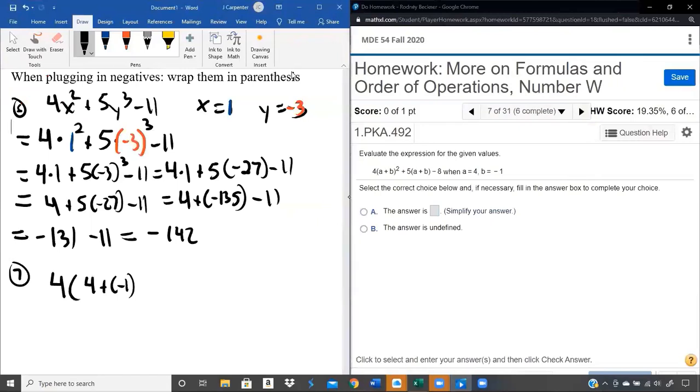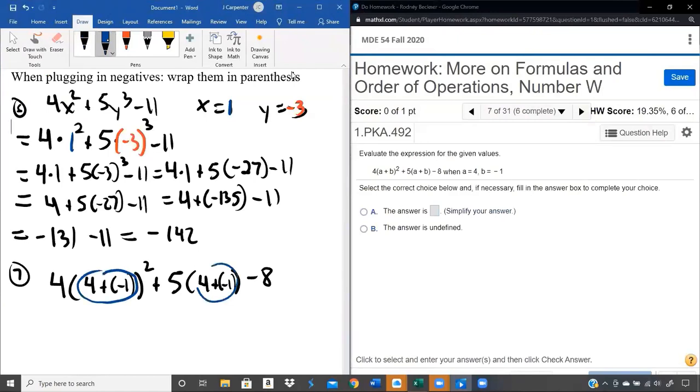I put an extra parentheses in there because of the negative. Close the real parentheses and square it. Then the plus 5. Then that parentheses is also a plus b. So another 4 plus negative 1. Close the parentheses for the 5. And then the minus 8 at the end. Now we have parentheses, we have exponents, we got some multiplications, additions, and subtractions. Parentheses go first. So we'll be doing this first.